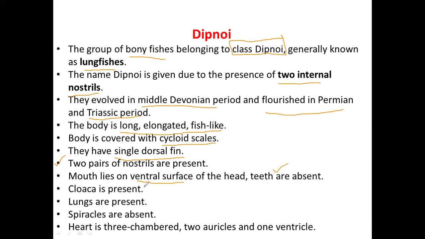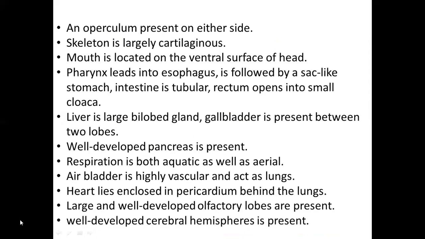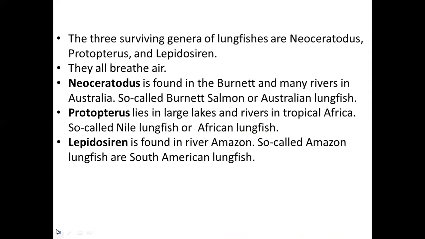Coming to the cloaca, it is present as an external opening. Lungs are present, hence we call them lungfishes, and spiracles are absent. The heart is three-chambered, that is two auricles and one ventricle. This is the unique characteristic, because all other fishes generally have a two-chambered heart, but lungfishes or Dipnoi fishes have a three-chambered heart. A unique feature, remember this. And they have lungs also; we'll see in the upcoming class as well.